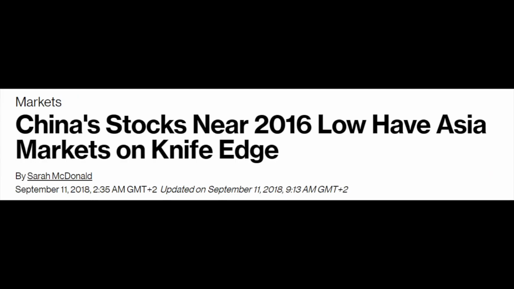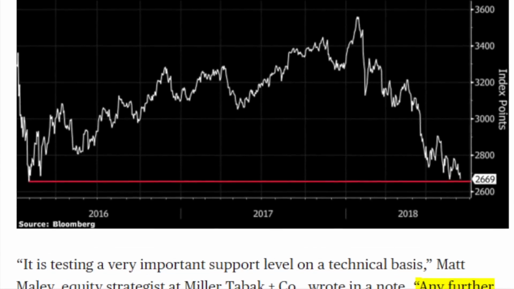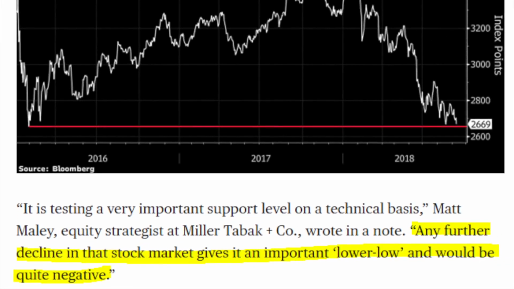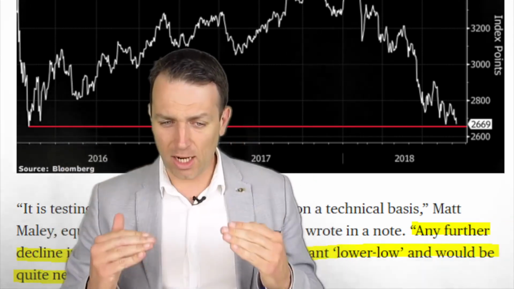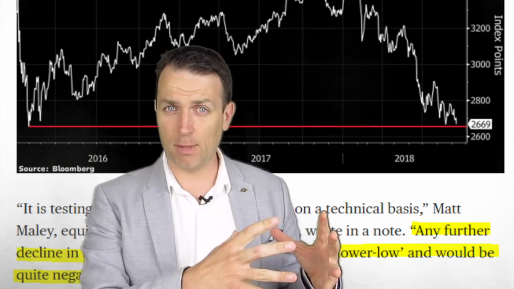However, the market sentiment looks like this. "China stocks near 2016 low have Asia markets on knife edge." It's terrible, it's destroyed. Again, another Bloomberg article. If you read through the article, the core is that if the market falls through the 2014 support, that's another negative signal. And to quote, "any further decline in that stock market gives it an important lower low and would be quite negative." The whole article has no mention of fundamentals, it's only about what's going on in the market.